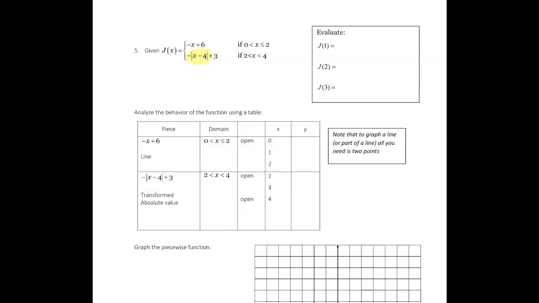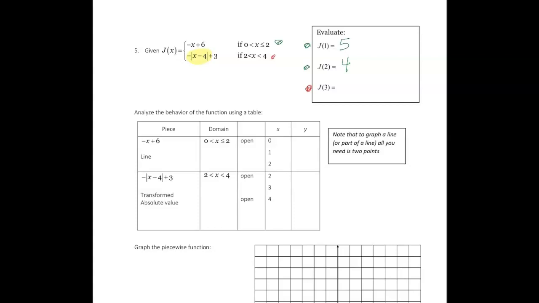Okay, so let's do just two colors. The top one is green, and that's going to work for these two pieces. And then we'll do red on the bottom, and that's going to work for evaluating this. So let's go back to the green and say plug in a 1 in the top function, and you should get a positive 5. Plug in a 2 in the top function, and you should get a positive 4.